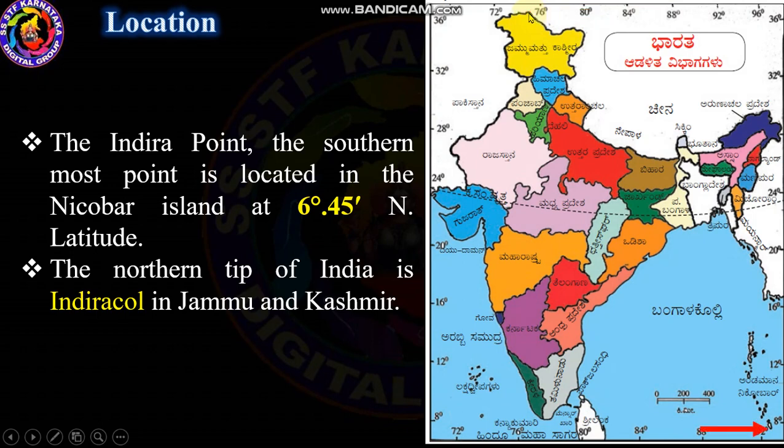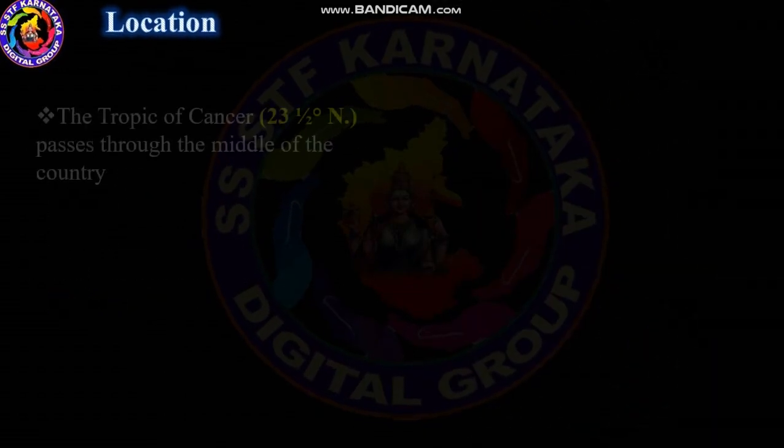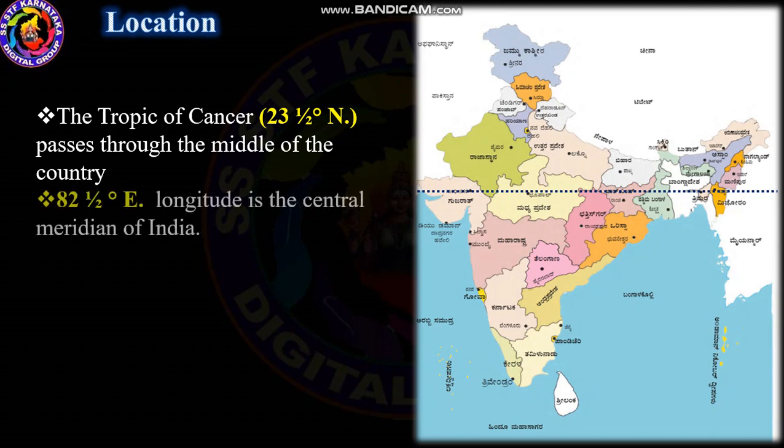Northernmost point of India is Indira Col in the Ladakh region. Great Nicobar Island, Indira Point. Indira Point is the southernmost point of India, situated in Great Nicobar Island. The Tropic of Cancer or 23 and a half degree north latitude passes through the middle of the country. It divides India into almost two equal halves.